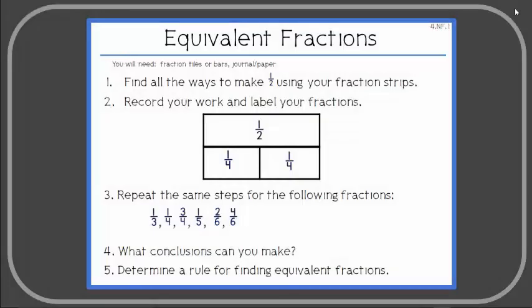For example, in this task, students use fraction strips to find all the different ways to create equivalent fractions with multiple opportunities. After they record the results for each fraction, they make a conclusion and determine a rule for finding equivalent fractions. Instead of introducing an algorithm, students begin to see the pattern on their own.